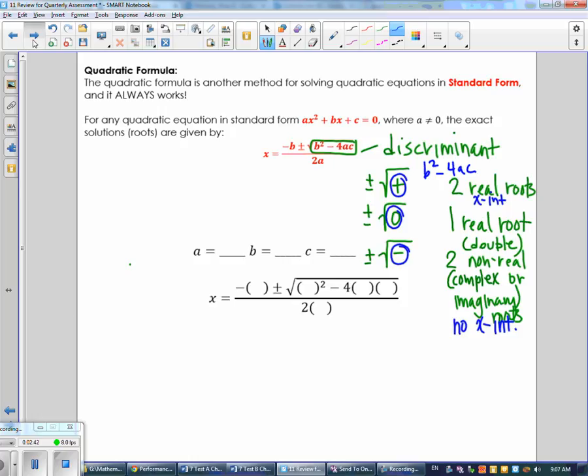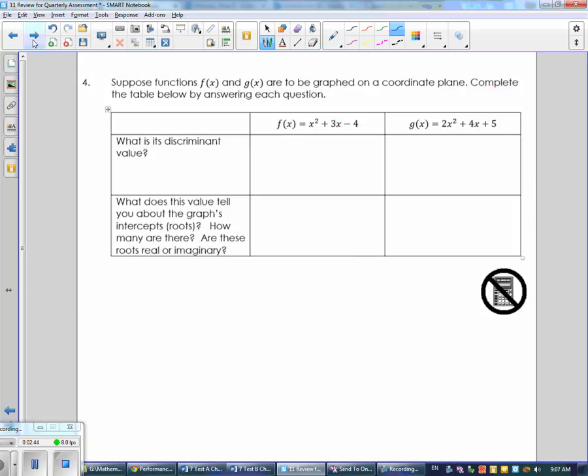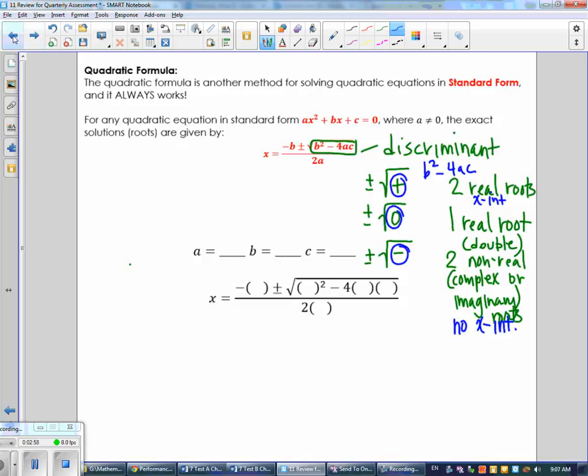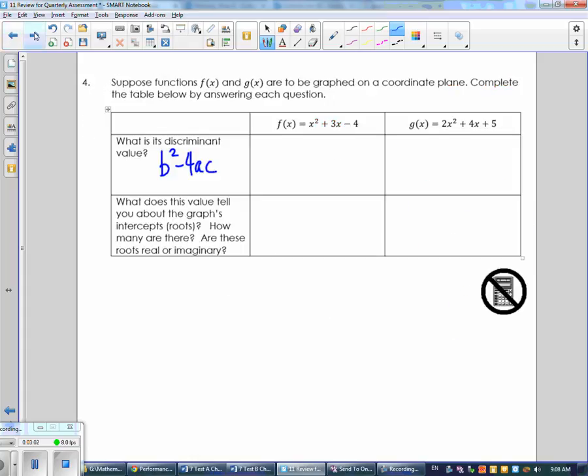So let's take a look at the first problem. It says, suppose the functions f and g are to be graphed on a coordinate plane. Complete the table below by answering each question. Well, first of all, we're asked to find the discriminant. Now, the discriminant is just b squared minus 4ac. It's just that quantity underneath the square root. It doesn't include the square root symbol, though.